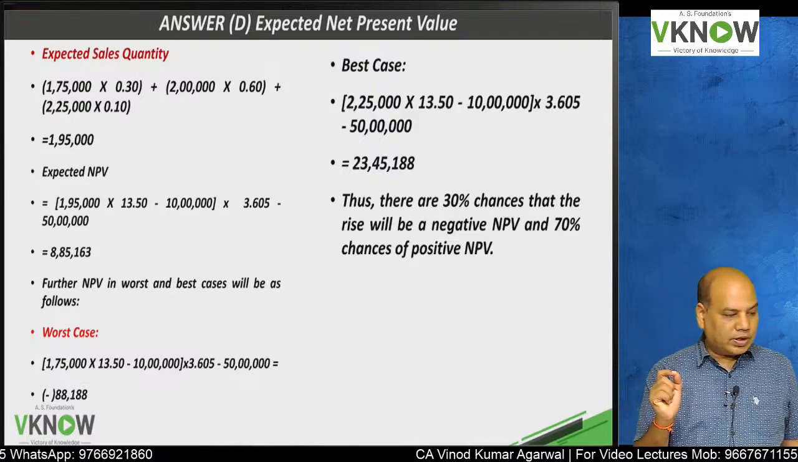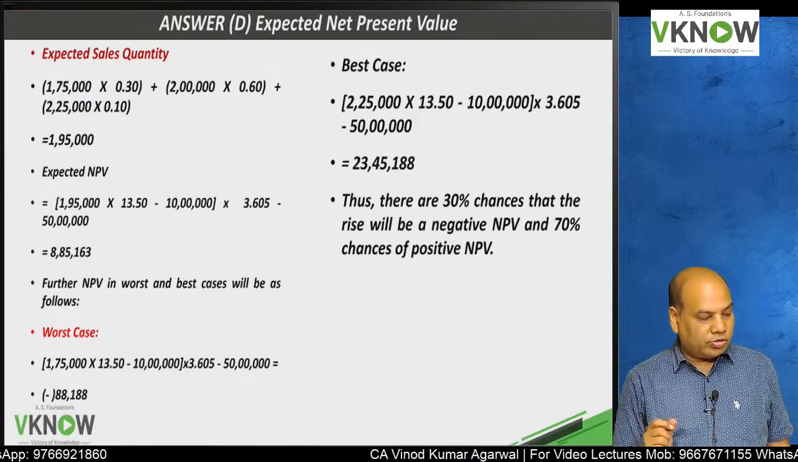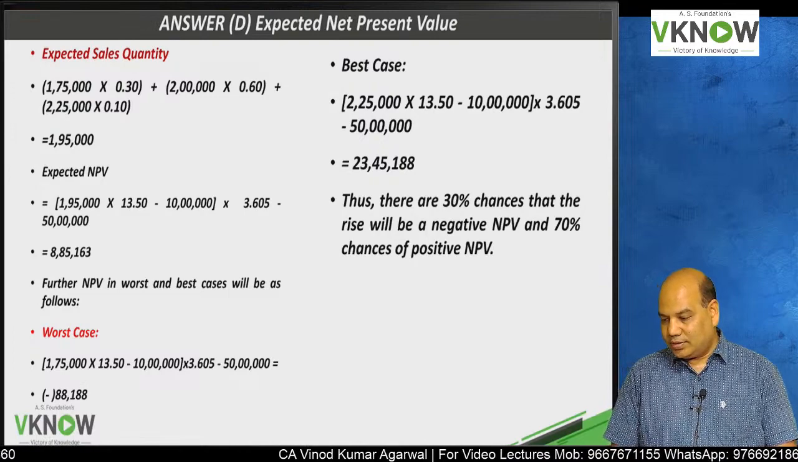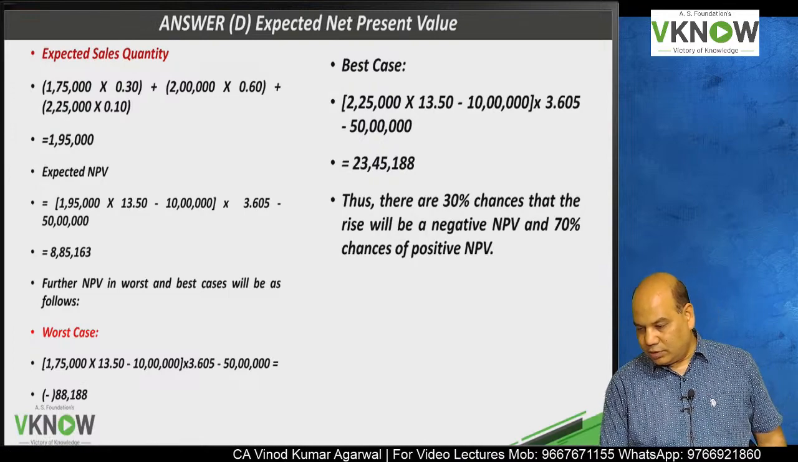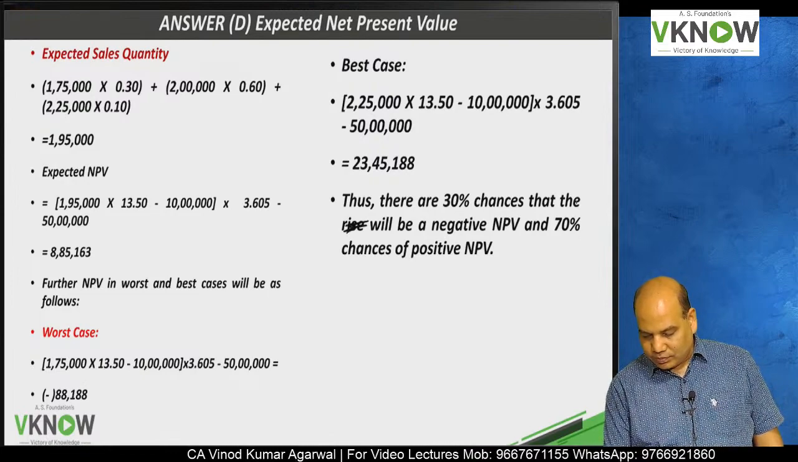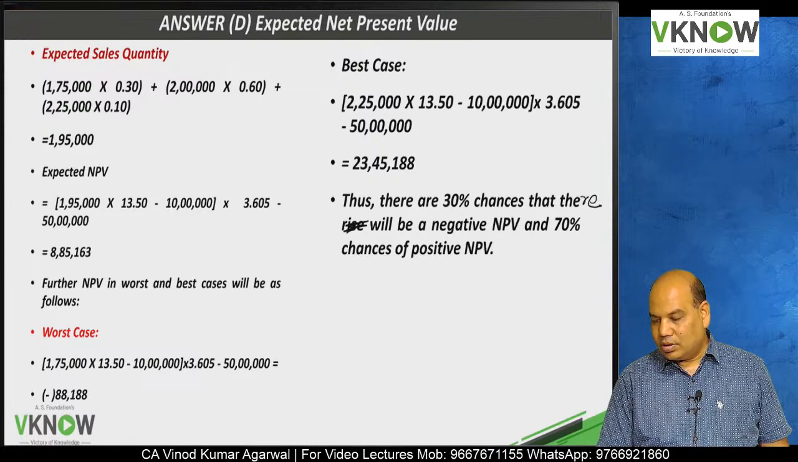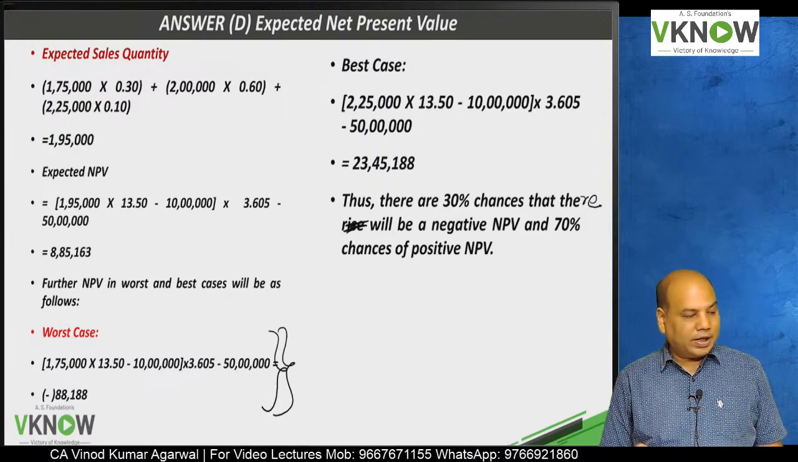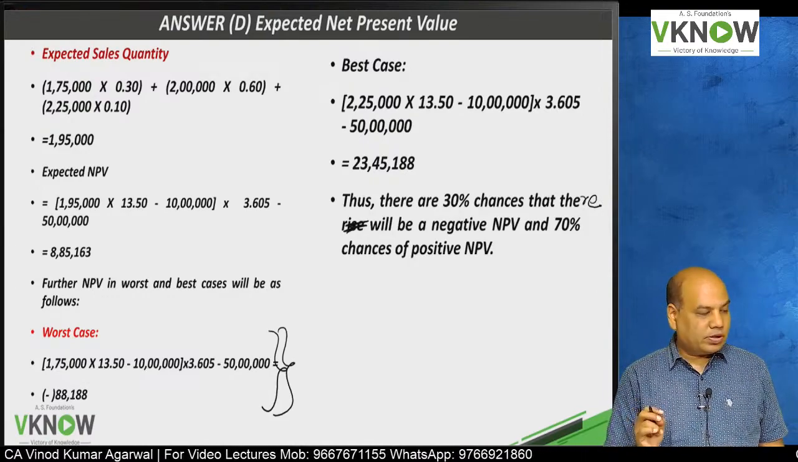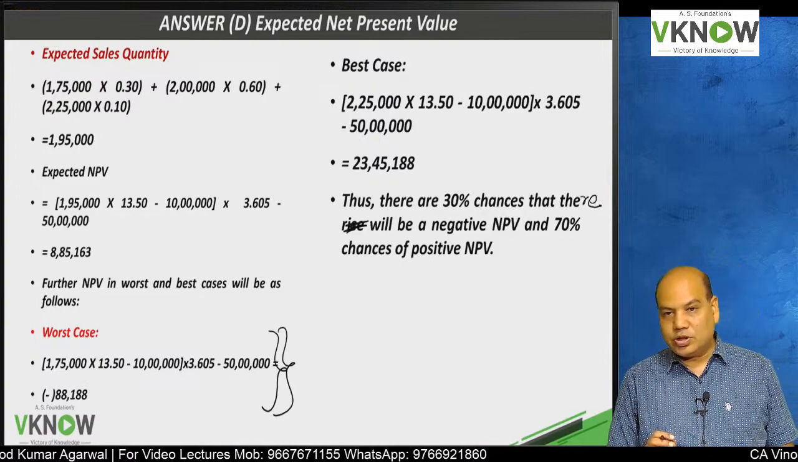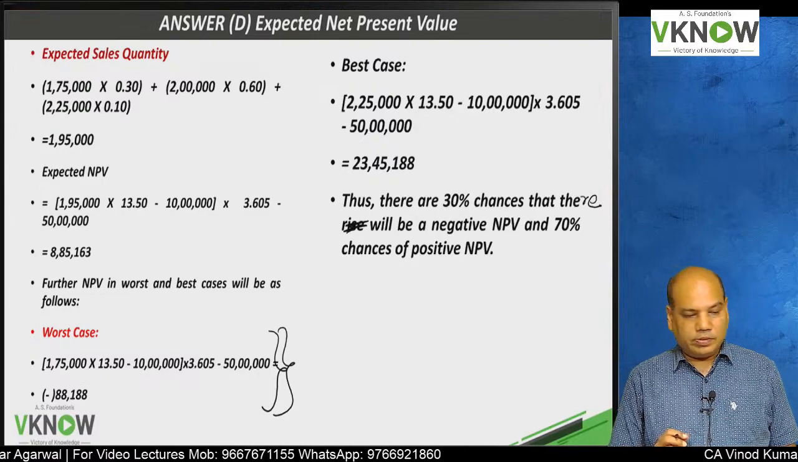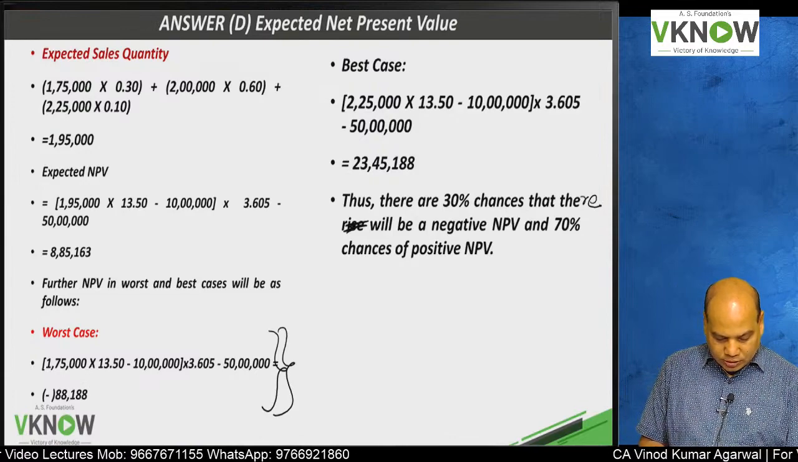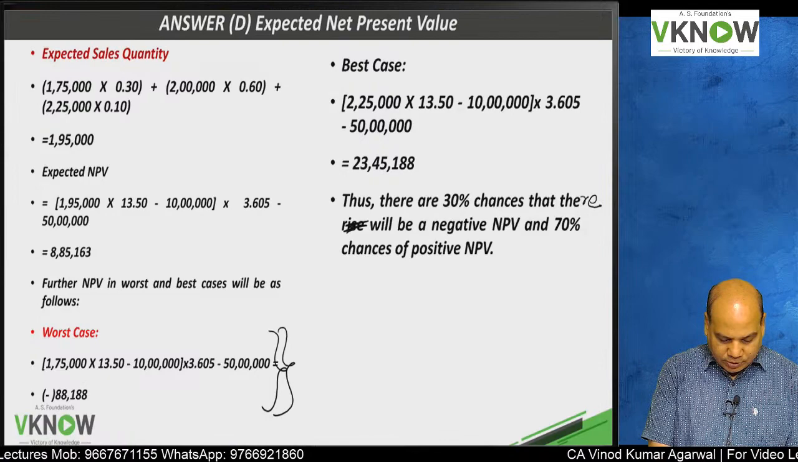So write down the conclusion of this answer. Thus there is a 30% chance that there will be a negative NPV, and 70% chance of positive NPV.